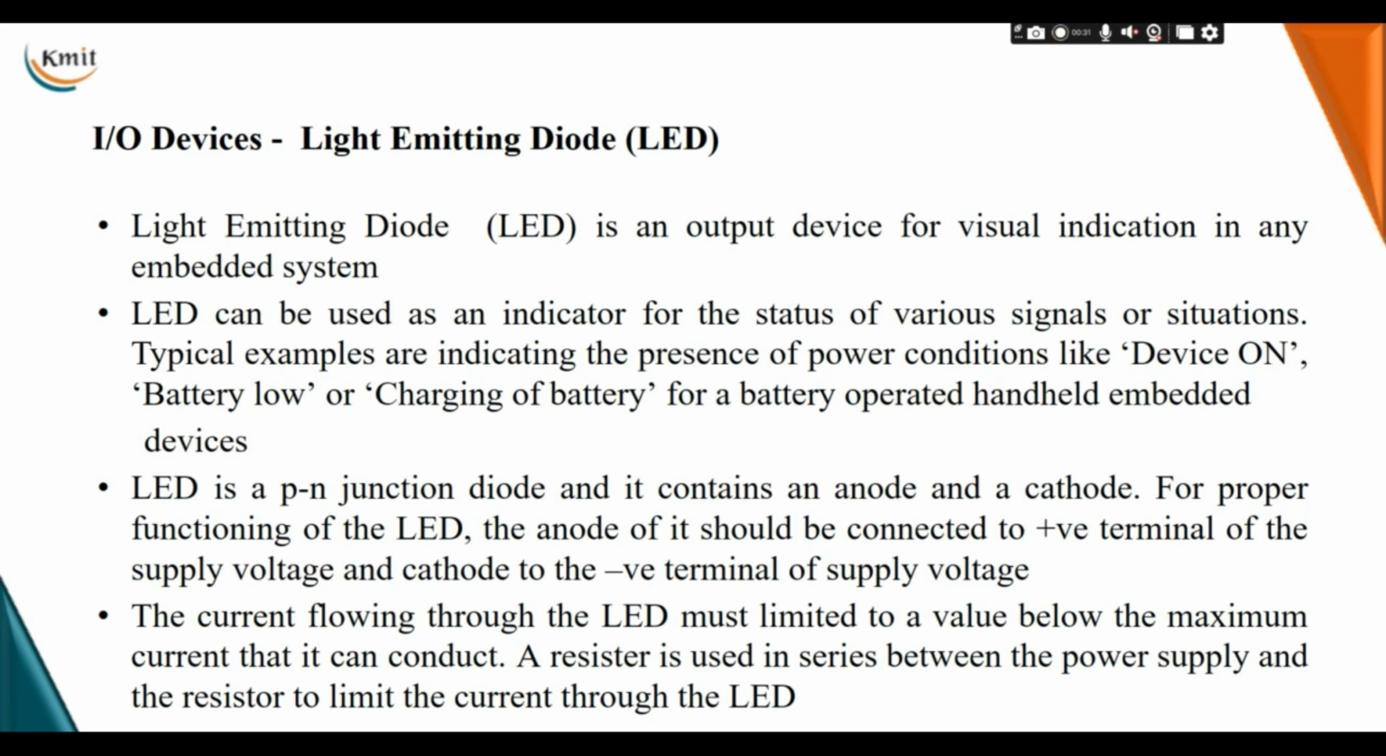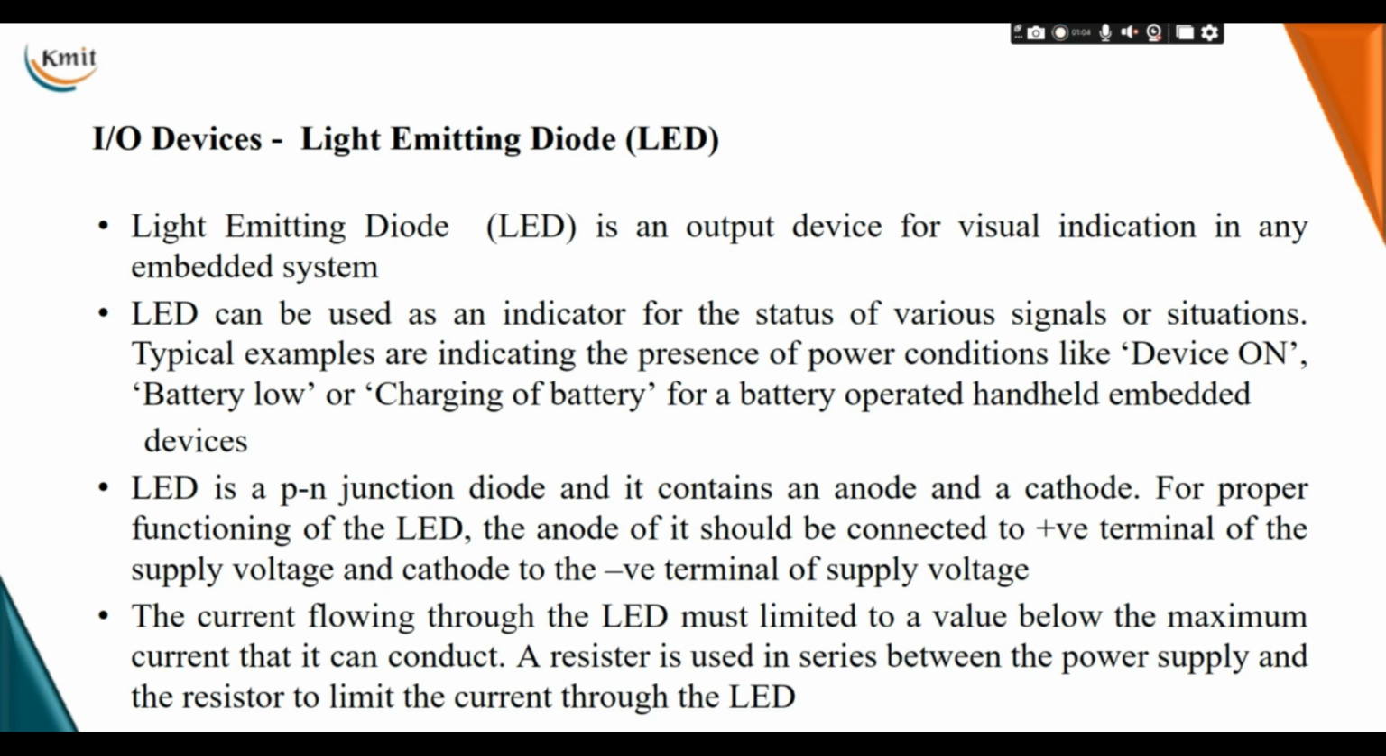Examples, the presence of power conditions like device on, battery low or charging of battery for a battery operated handheld embedded devices. LED is a PN junction diode and it contains an anode and a cathode. For proper functioning of the LED, the anode of it should be connected to positive terminal of the supply voltage and the cathode to the negative terminal of supply voltage.